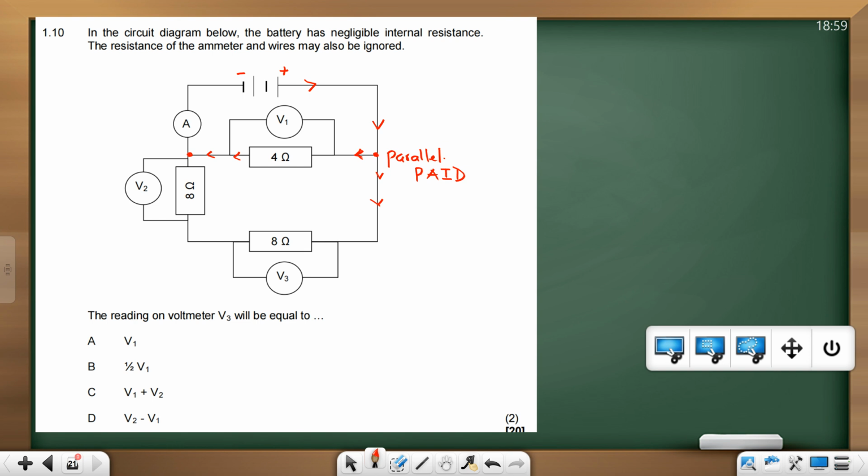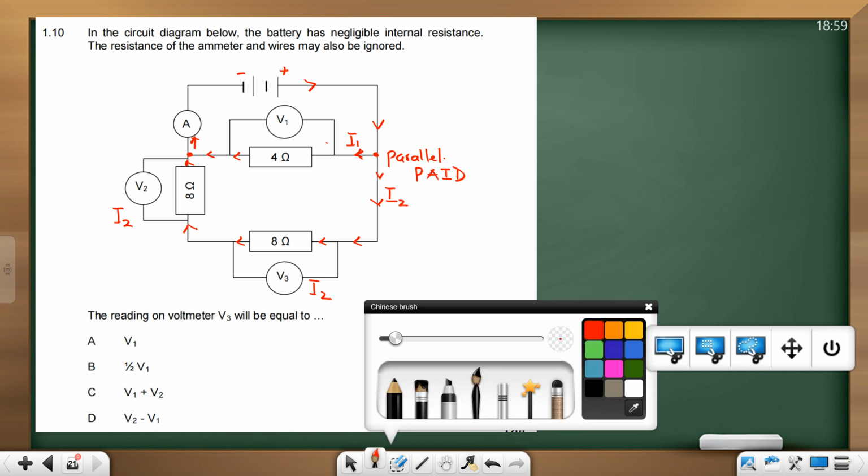Now, let's call this I1, and let's call this I2. The current that goes through here is the same current that will go through. So we have I2 going here, I2 also, because they are connected in what? In series, and then it combines and we have total there. But we're not looking at current, we're looking at potential what? Difference.